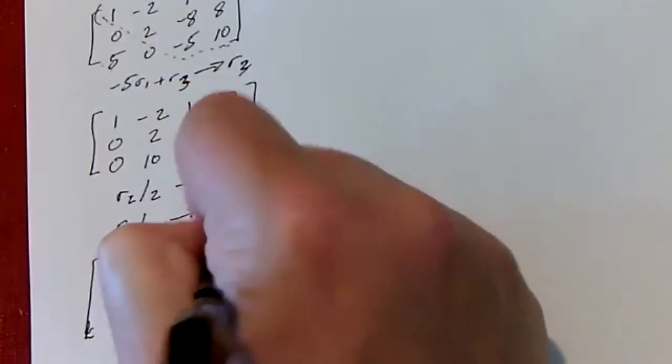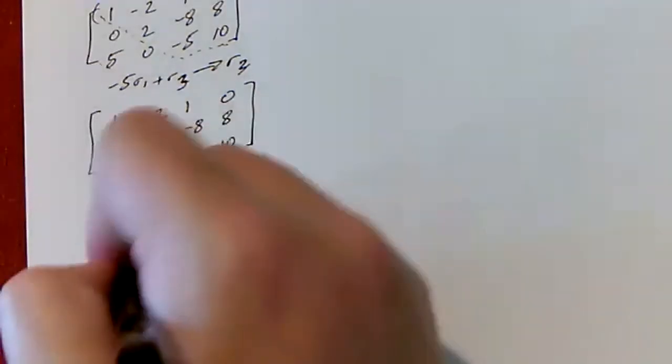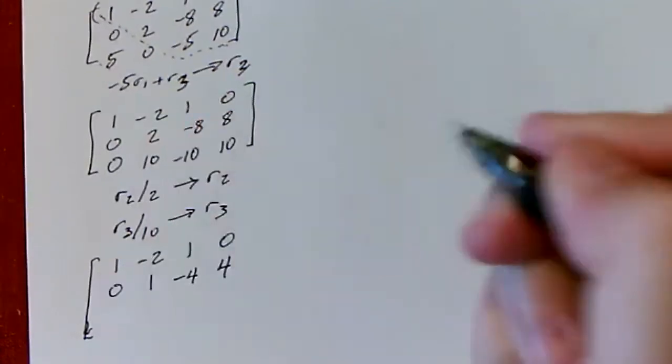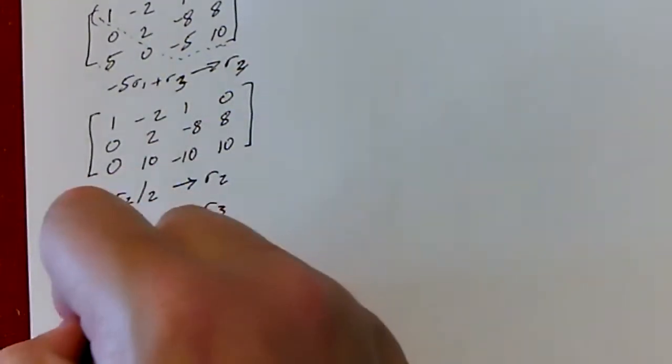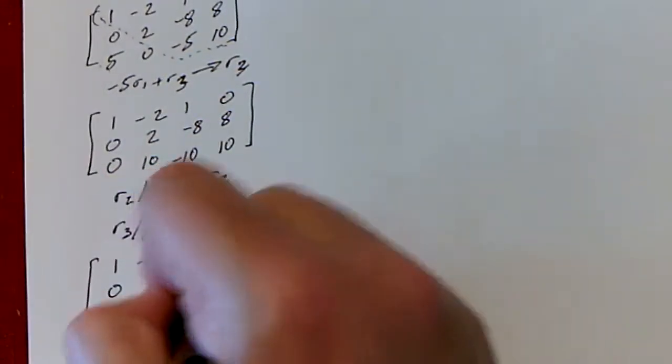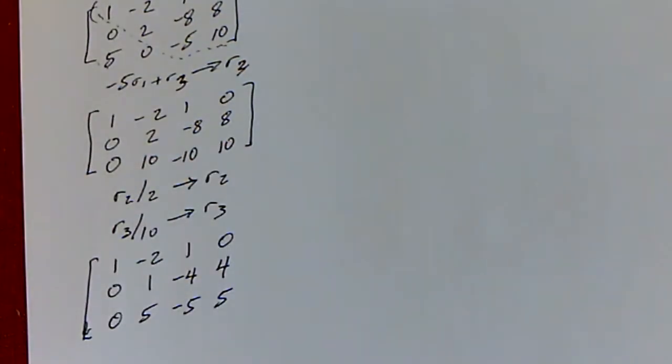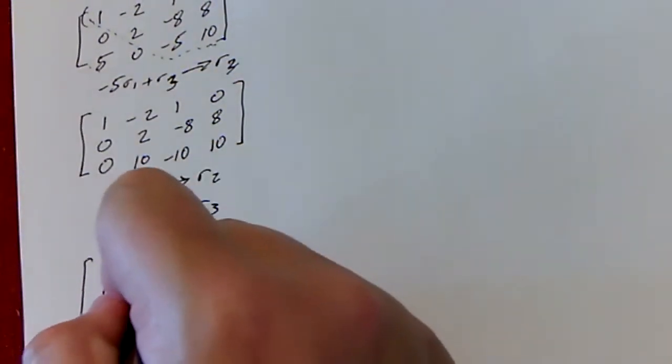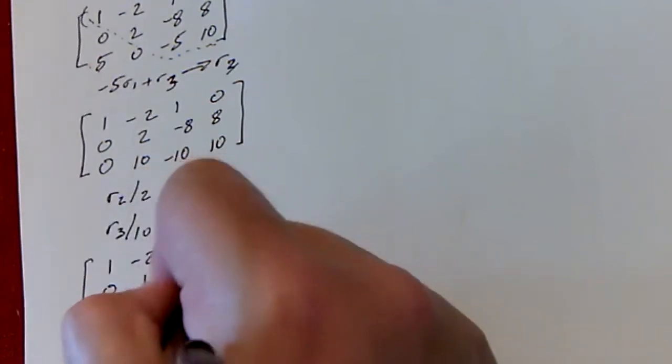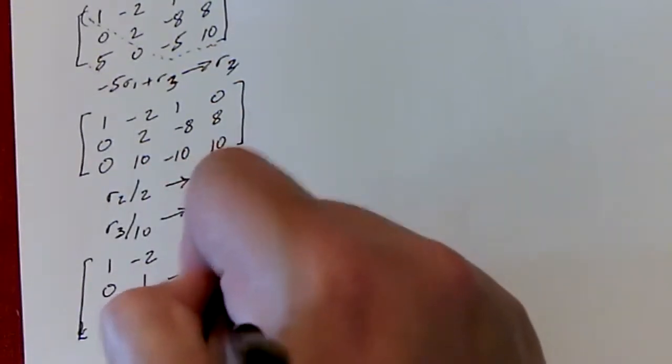Okay, so row 1 is unchanged, so -1, -2, 0, 1, 0. Row 2, then we're going to divide by 2. So 0, 1, -4, and 4. Then 0, 5, -5, and 5. I don't know why I divided that by 10. I want to divide that by 1, sorry. 1, -1, and 1. All right, we're dividing row 3 by 10, not by 1, not by 2.